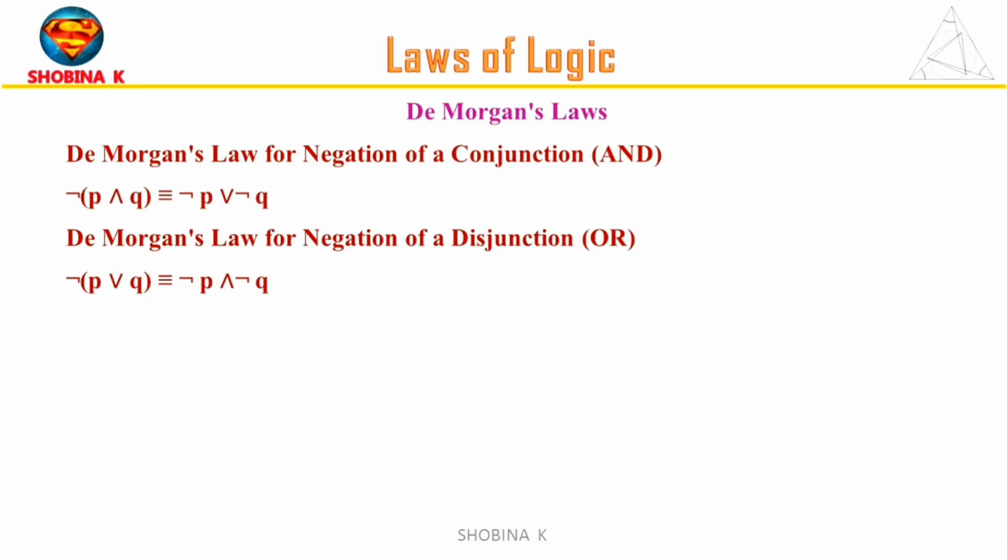And next we have not (P or Q) is defined as (not P) and (not Q). This law states that the negation of the disjunction of two propositions P and Q is equivalent to the conjunction of the negation of P and Q. In other words, not (P or Q) is equivalent to (not P) and (not Q).